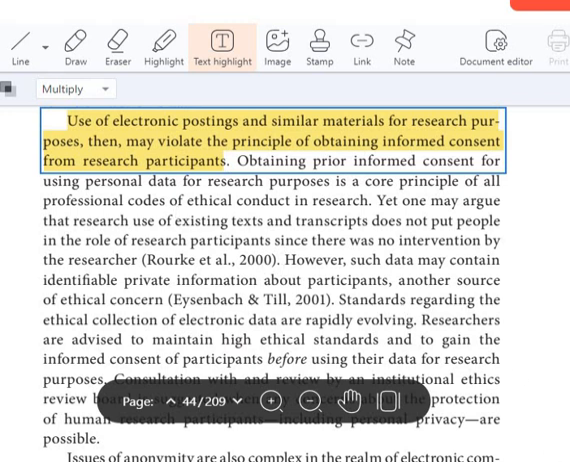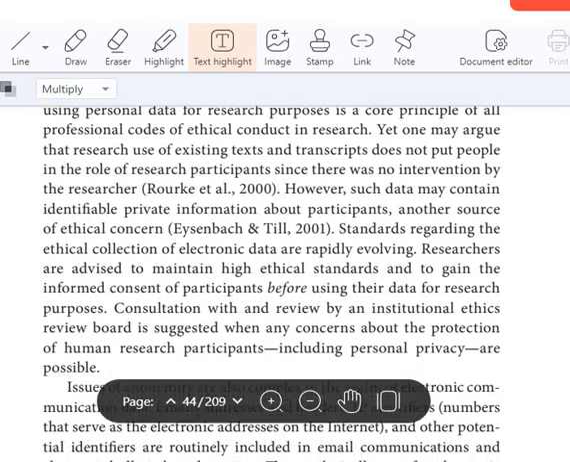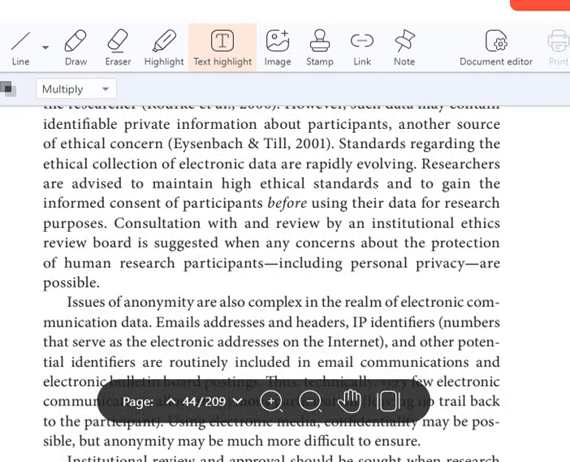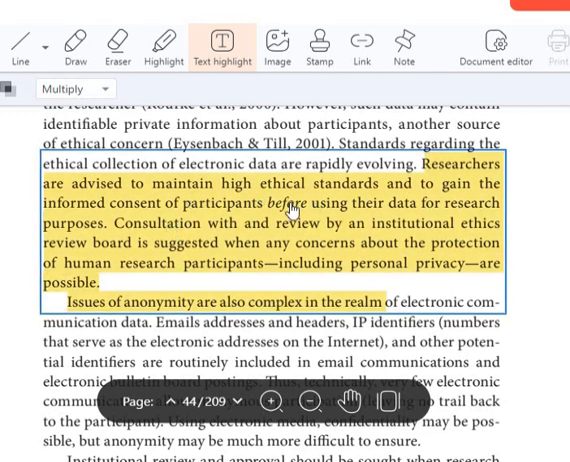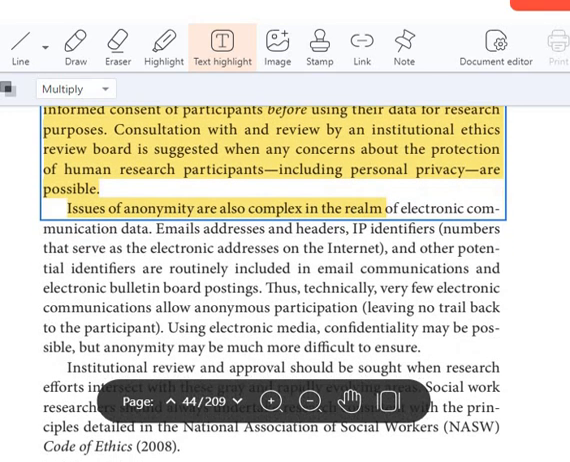Because it contains private matters concerning the participants, it is important to have their approval. Researchers are advised to maintain high ethical standards and to gain the informed consent of participants before using their data for research purposes. Consultation with and review by an institutional ethics review board is suggested when any concerns about the protection of human research participants, including personal privacy, are possible. Why should we do this? In order to protect those participants. Okay?